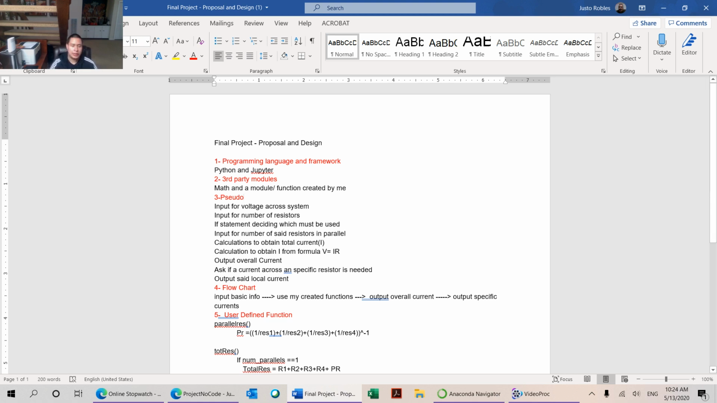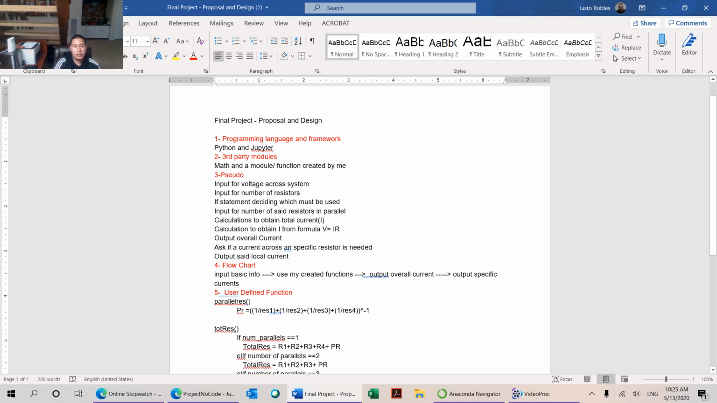You have to do something like this: 1 over resistor 1 plus 1 over resistor 2 plus 1 over resistor 3, and then take that to the power of -1. And then after that, you can add it to the series resistors. So after I have all my input, I ask you how many resistors are in parallel so I can go to an if statement and see how it should be handled.